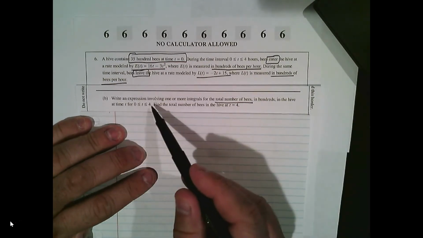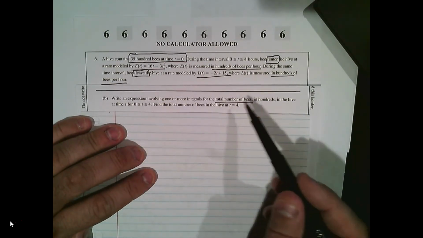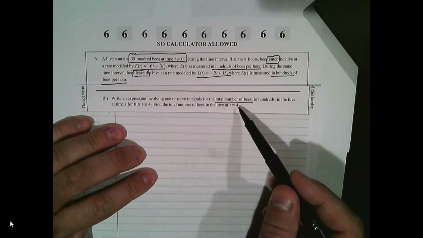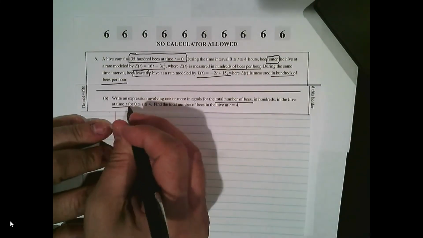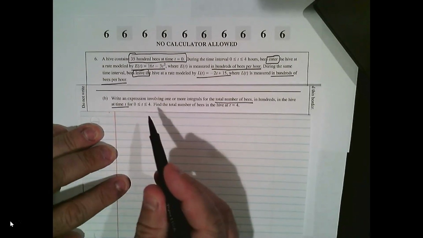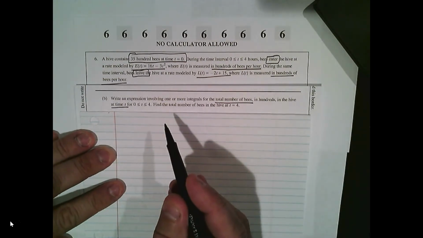So I need to write an expression involving one or more integrals for the total number of bees in the hive at time t for 0 less than or equal to t less than or equal to 4. And here's where students went wrong.